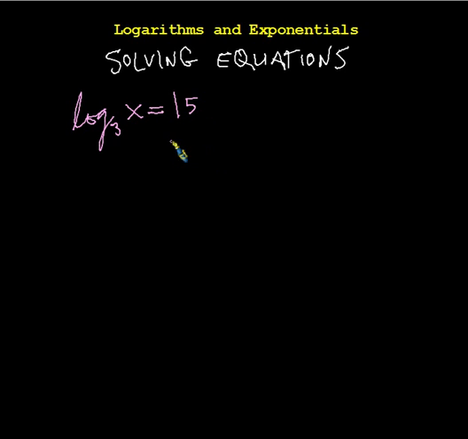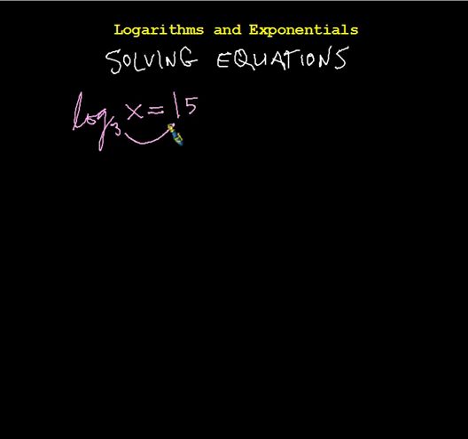Now, the thing here is this. Notice how that x is not isolated. It's inside the log function. It's the argument of the log function. So what we'd like to do is isolate the x. Well, the way we do that is we convert from log form into exponential form. So let's go ahead and try it.